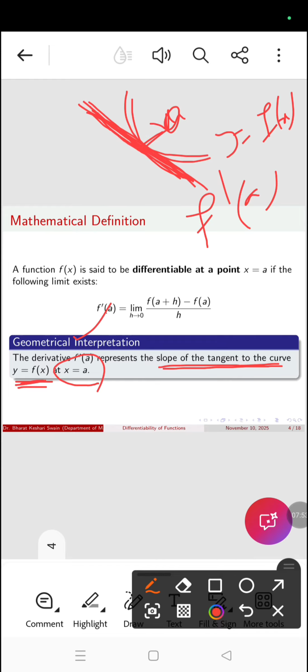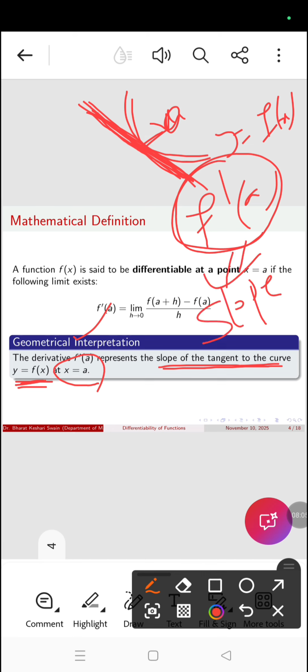Now using the slope of the tangent, you can also write the equation of the tangent. Just remember that f dash a represents the slope. Slope of what? Slope of the tangent to the curve y equal to f of x. This is the curve y equal to f of x, and this is the tangent, and f dash a is the slope of the tangent at point a. This is the geometrical interpretation of the derivative.